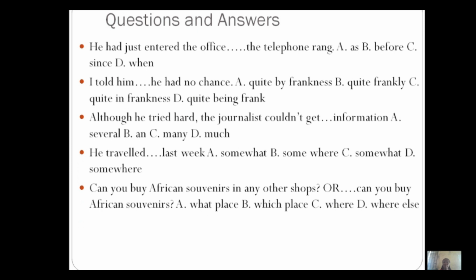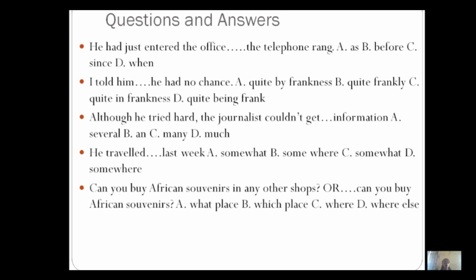I told him dash he had no chance. A, quite by frankness. B, quite frankly. C, quite in frankness. D, quite being frank. The correct option is option B. I told him quite frankly. I did not just tell him. How did I tell him? I told him quite frankly. He had no chance. That means I was blunt, I was honest, very honest. I told him quite frankly, he had no chance.